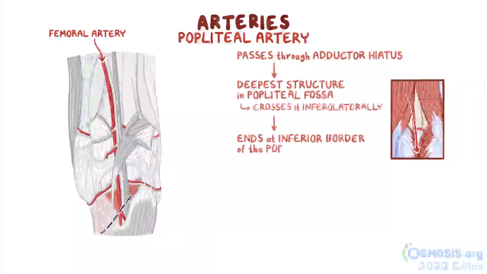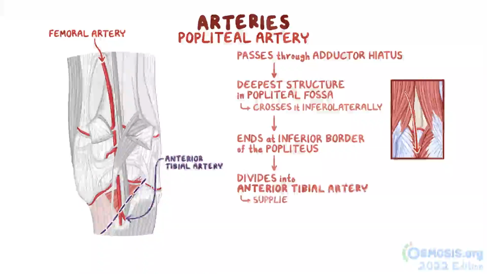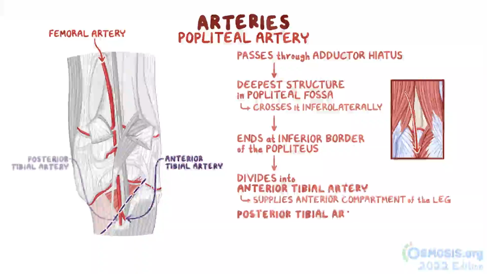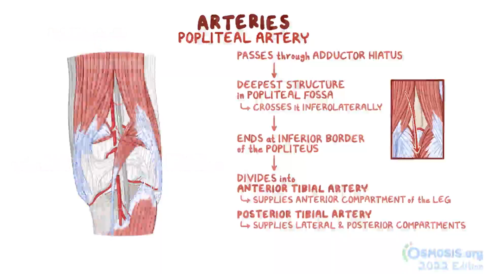inferior border of the popliteus, where it divides into the anterior tibial artery, which supplies the anterior compartment of the leg, and the posterior tibial artery, which supplies the lateral and posterior compartments. The popliteal artery also gives off branches to the hamstrings, gastrocnemius, soleus, and plantaris muscles.